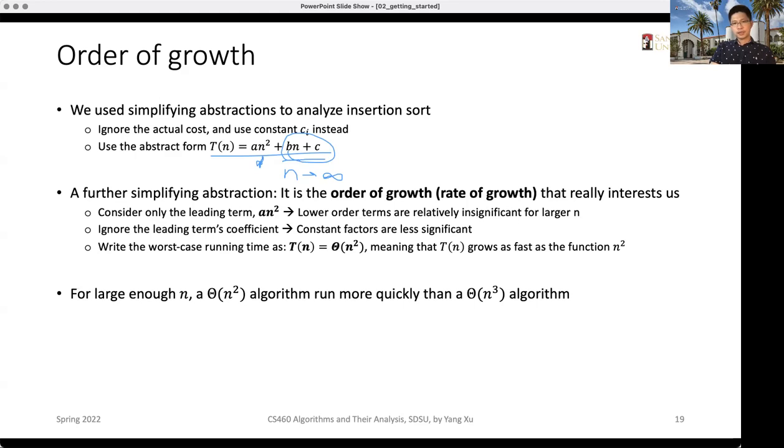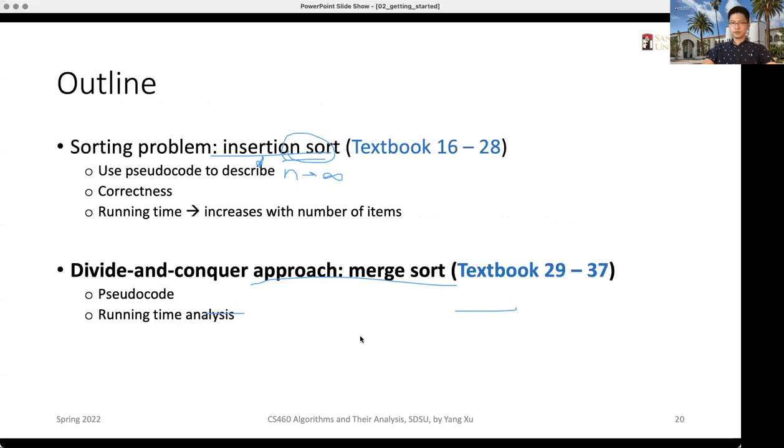And the order of functions is the determining factor for how fast an algorithm is. If a different algorithm runs in big theta of n cubed time, it must be a much slower algorithm than this big theta of n squared algorithm. We can know the difference at a glance from the order of the growth functions.